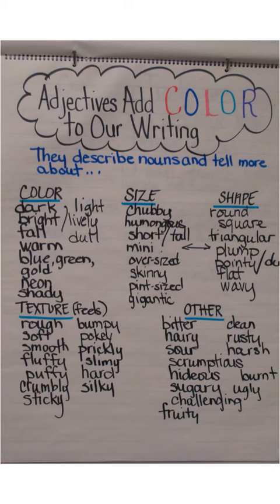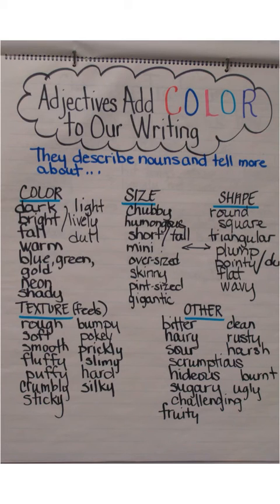On the chart, you see that it says adjectives add color to our writing. Without adjectives, our writing would be really dull and boring. I know as a reader, it would be hard for me to read something if it included no descriptive words. Sometimes they can describe nouns and tell more about color, size, shape, texture, and then other different things.